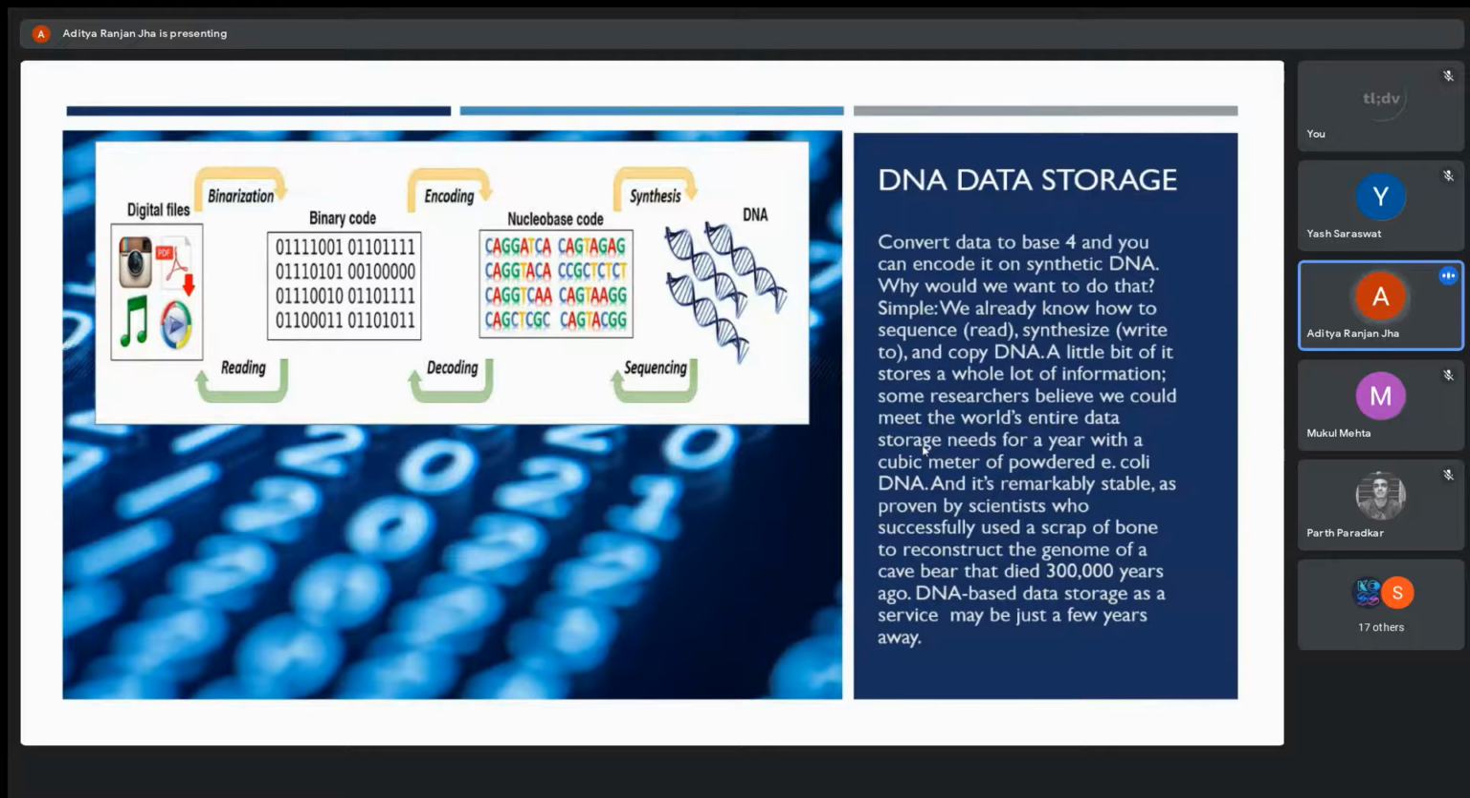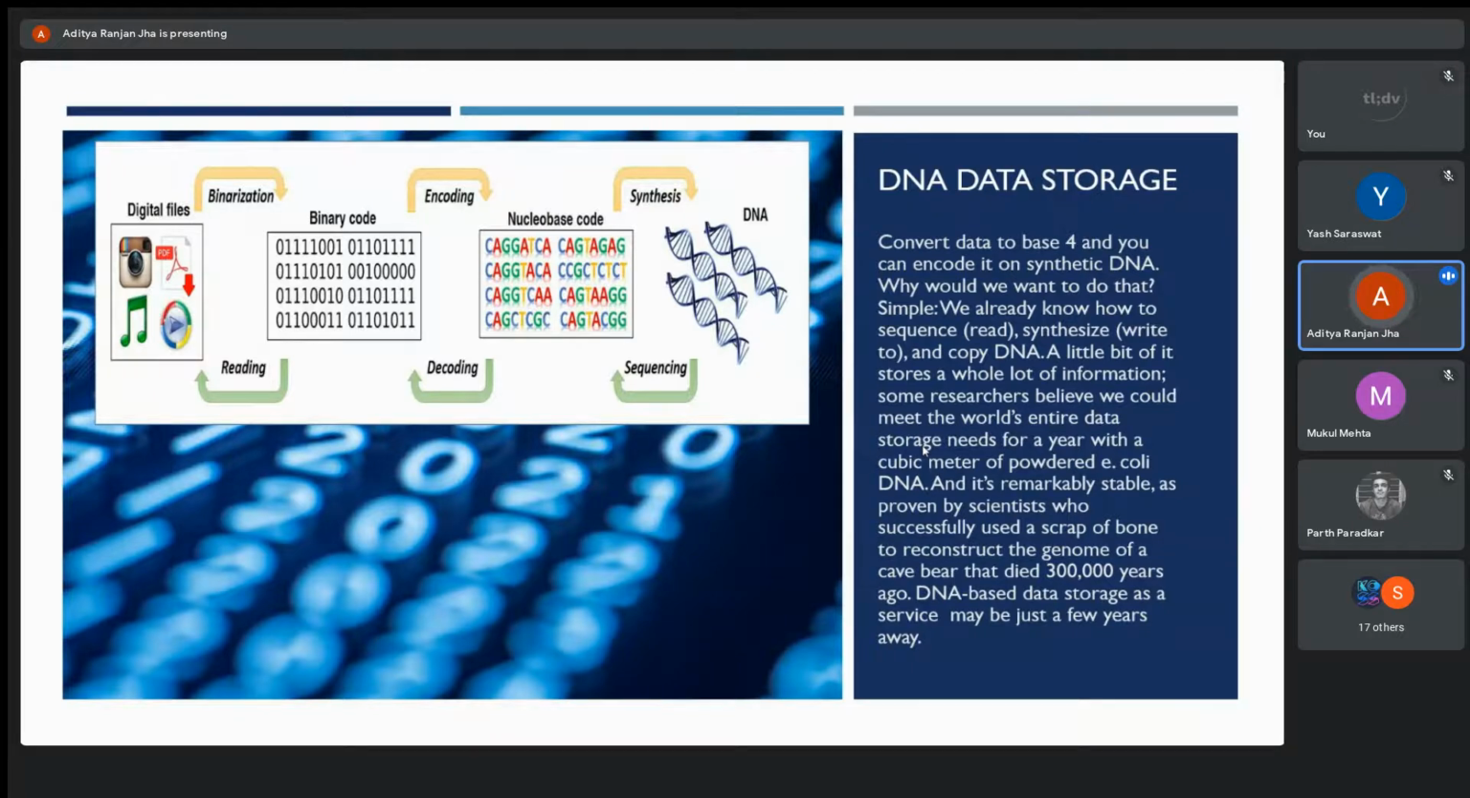We are facing a problem of data storage. You all know that the pen drive or hard disk that we have may wear out with time, and it may not last forever, and also we are running out of storage devices. So what we are now moving towards, and many big brands like Microsoft and others are into the research, is DNA data storage.